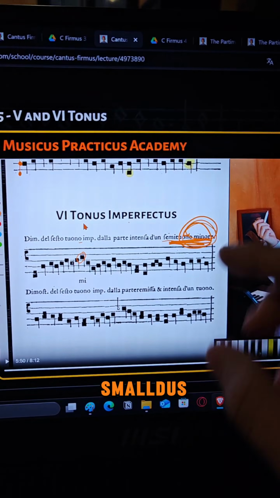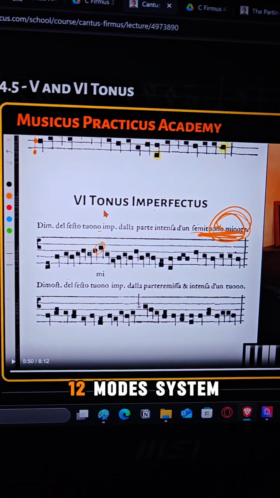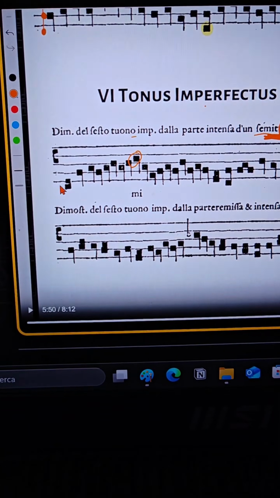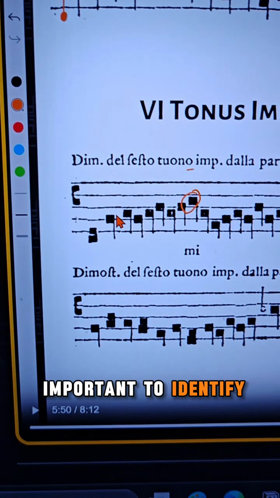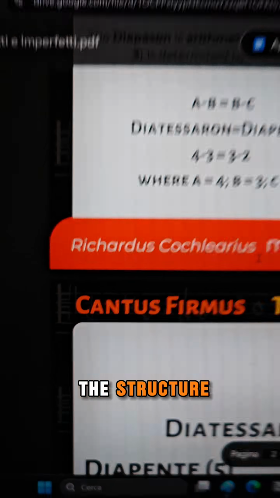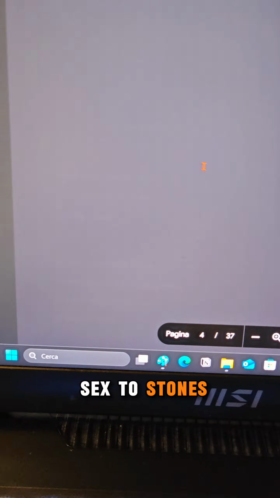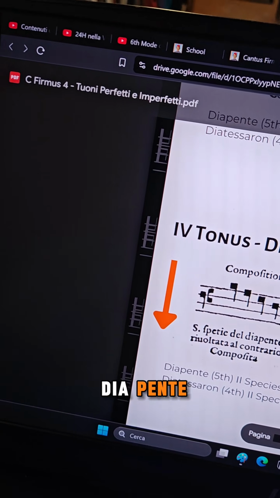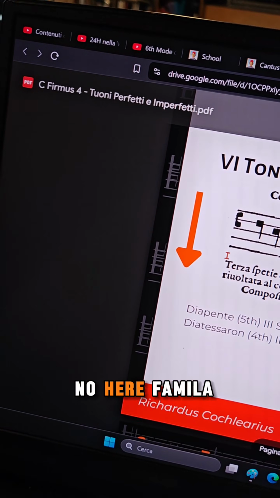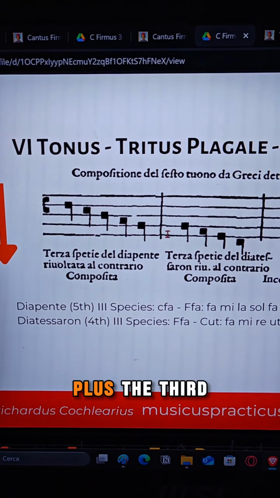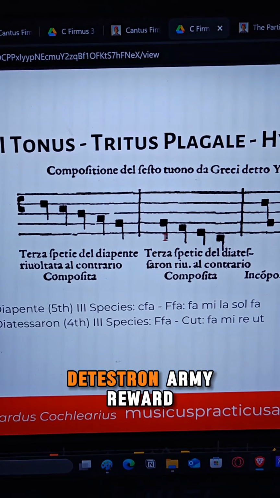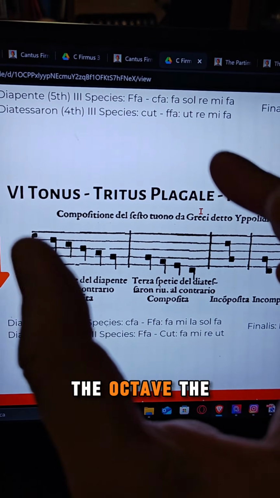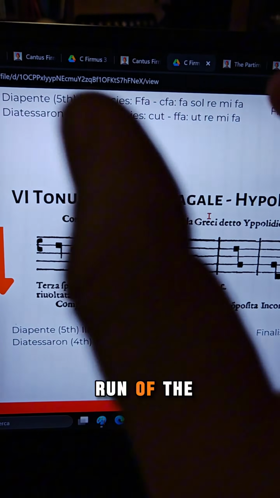For example, in the lesson 4.5 of the same Cantus Firmus level, we talk about the Sextus Tonus Ecclesiasticus, which is not the Sextus Modus. This is the Sextus Tonus, and in the 12 mode system is the 12th modus. We have ut, re, fa, which is very important to identify the species, even because in the structural building of the Sextus Tonus, let's check it, we have the third species of the Diapente, fa, mi, la, sol, fa, plus the third species of the Diatessaron, fa, mi, re, ut.